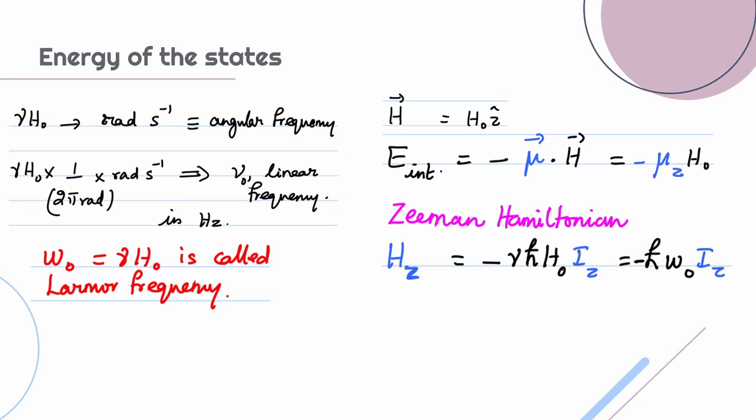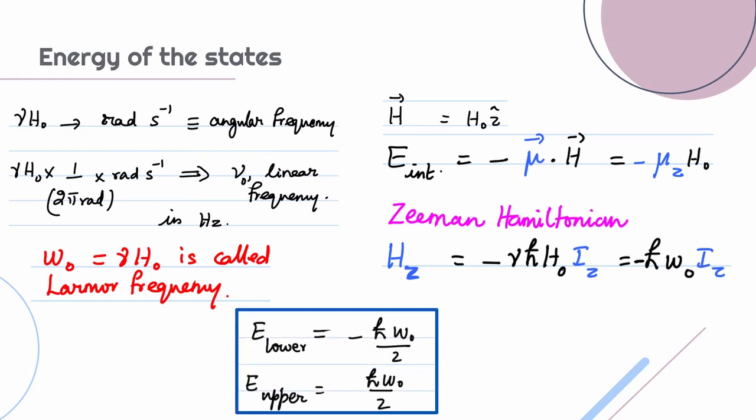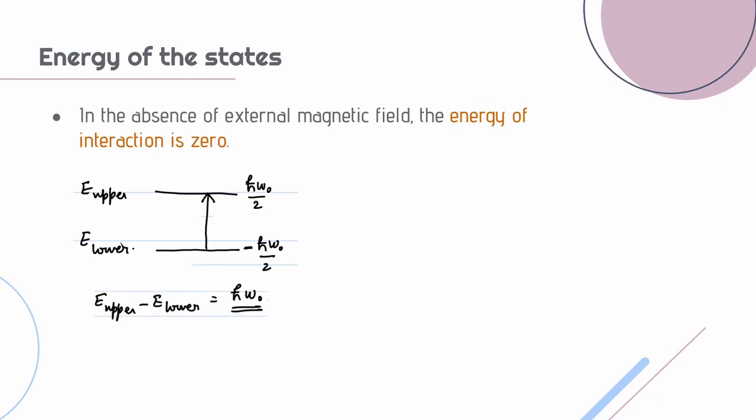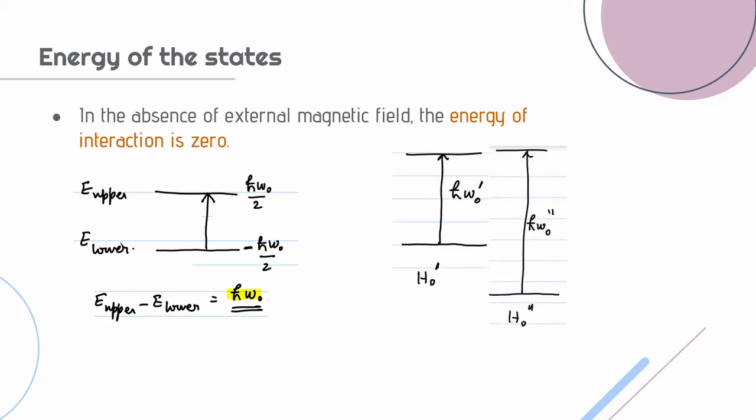Note that the energy corresponding to the plus half state is minus h bar omega naught by 2, and the energy corresponding to the minus half state is h bar omega naught by 2. We need to note that the splitting of energies happens only in the presence of an external magnetic field. The energy difference between the two states is h bar omega naught. When we increase the magnetic field, the energy required for the transition is also higher.